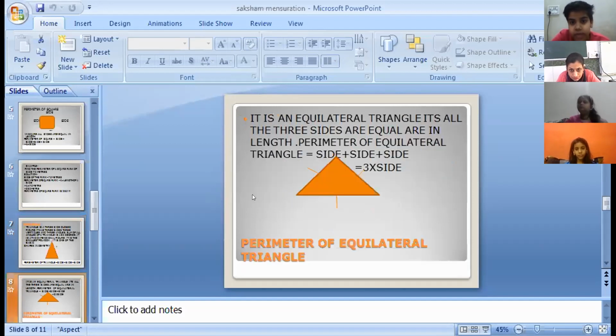Now there is an equilateral triangle. All the 3 sides are equal in length. Perimeter of an equilateral triangle is equal to side plus side plus side, which is equal to 3 into side.